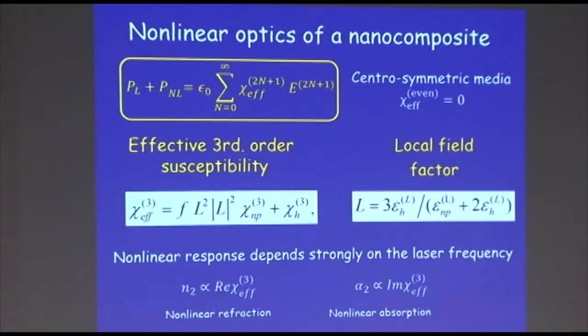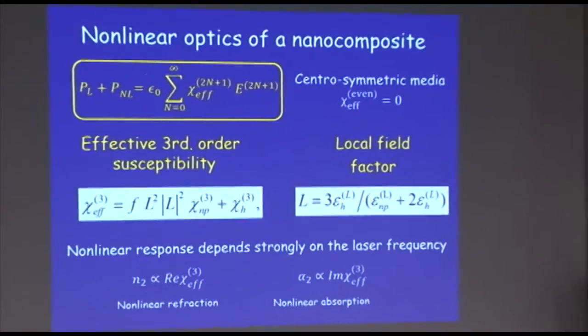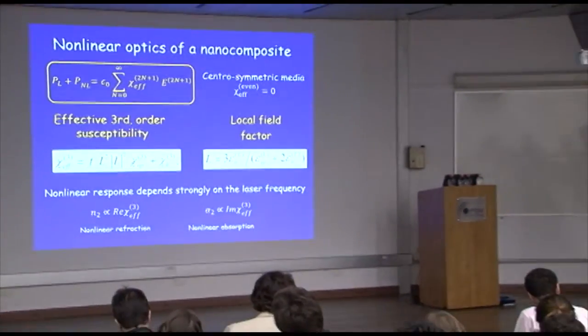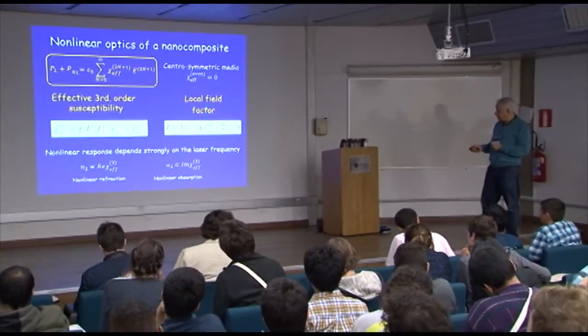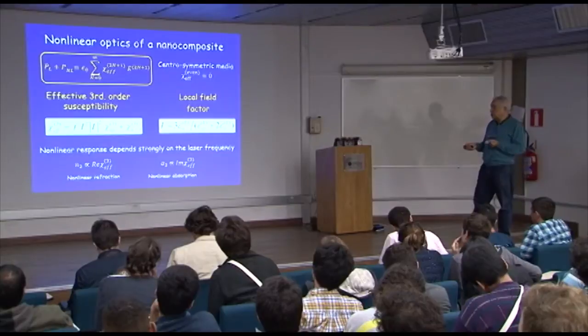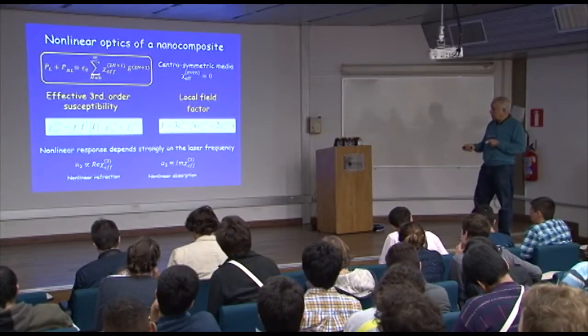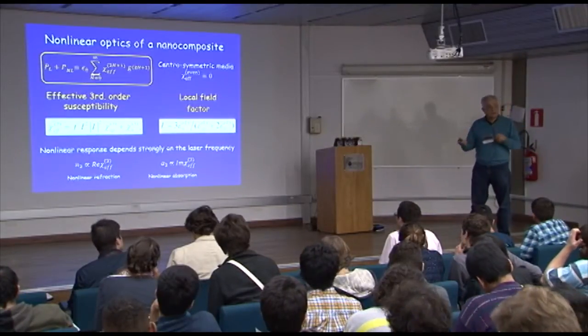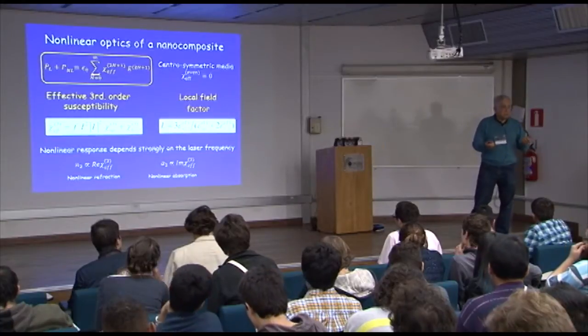You may say that, for example, we have a nonlinear refraction, which is the real part of the effective chi-3. So it includes the contribution, the real part of this, the real part of this, and also the imaginary part of this, because the local field factor can be an imaginary number. This is not a real number. So it means that the real part and imaginary part of this can be mixed.